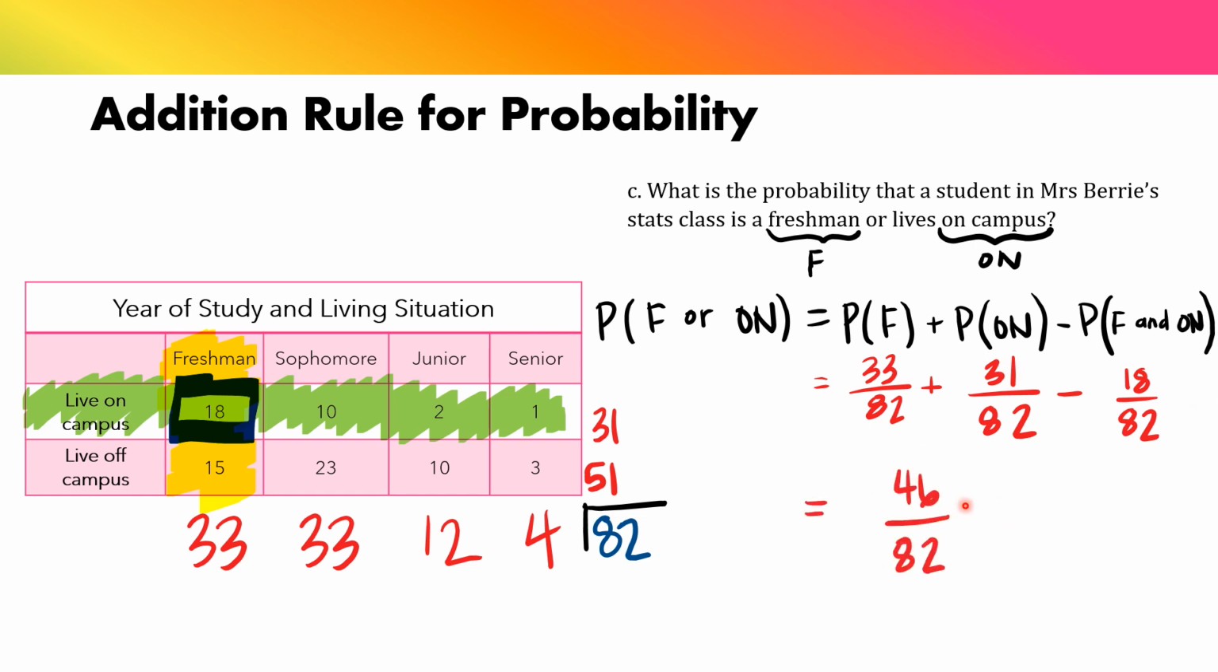Now that can definitely be simplified. I don't know if it said whether it wanted to be simplified, but I know the homework likes you to simplify the answers. So let's see, 2 definitely goes into both of those. 46 over 82 becomes 23 over 41. Simplifying that fraction gets me to 23 over 41.